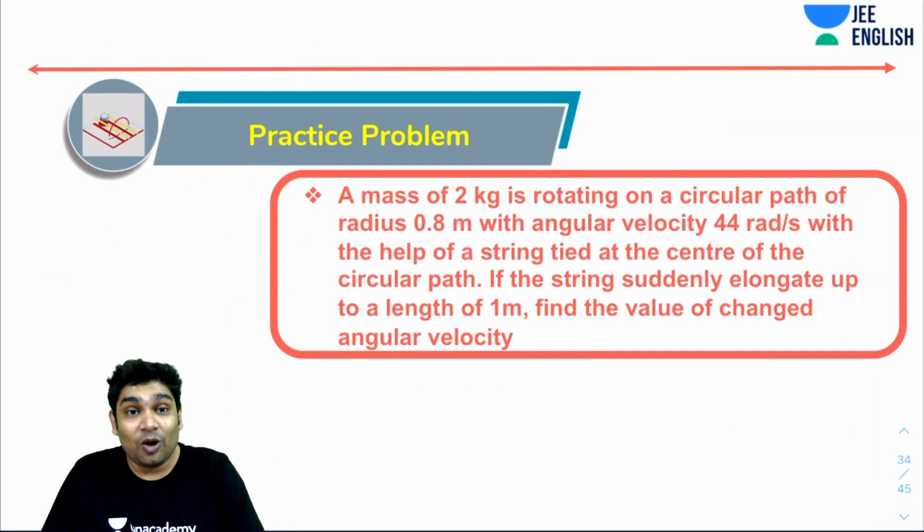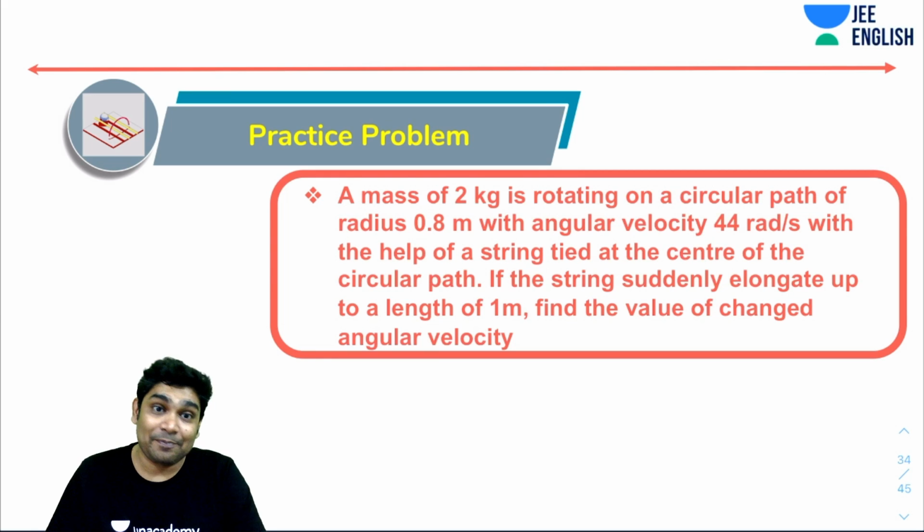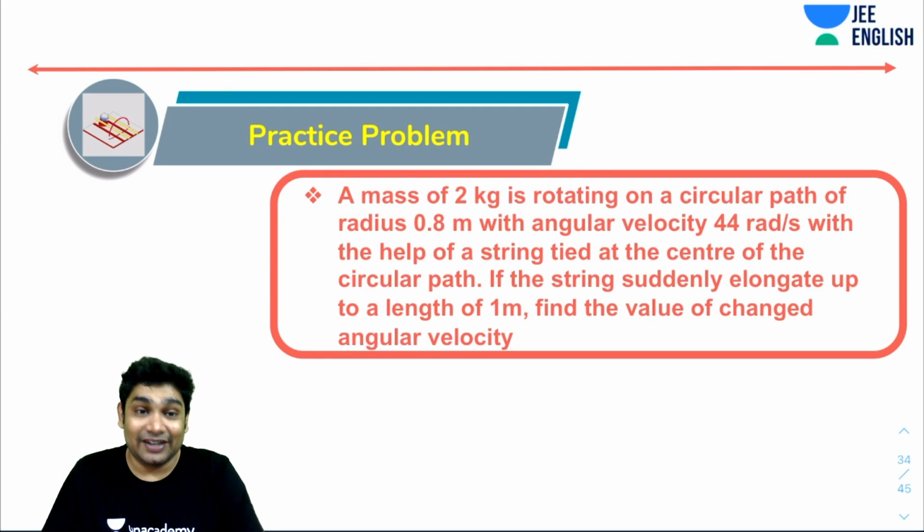All right, let's get ourselves some practice then. Let's see what we have learned. Can we apply that? You've been told a mass of 2 kg is rotating on a circular path of radius 0.8 meters with an angular velocity of 44 radian per second with the help of a string tied at the center of the circular path. If the string suddenly elongates up to a length of 1 meter, find the value of the changed angular velocity.